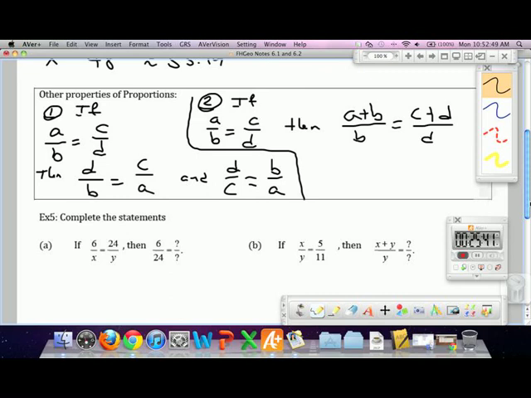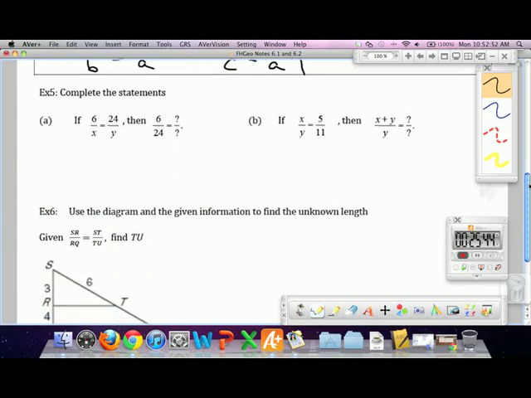So for example, if 6 over x equals 24 over y, this is my original proportion, then I'm going to write a new proportion in the following manner. Then 6 over 24 should be equal to what over what? Well, we can think about how I went from this proportion to here. X used to be down here, now I have a 24. So if I want to create an equal proportion, I could just flip along this diagonal. If I flip the 24 down, I'm bringing the x up above. So 6 over 24 should be equal to x over y.